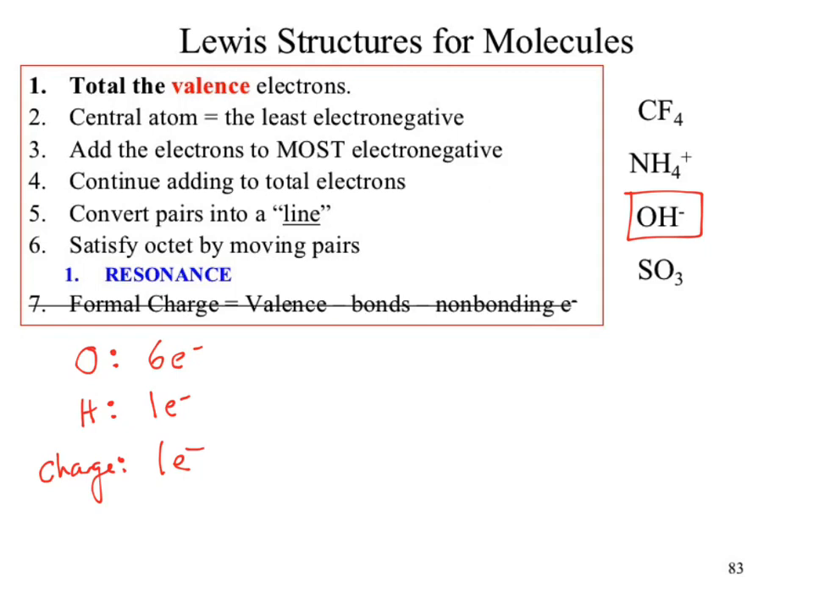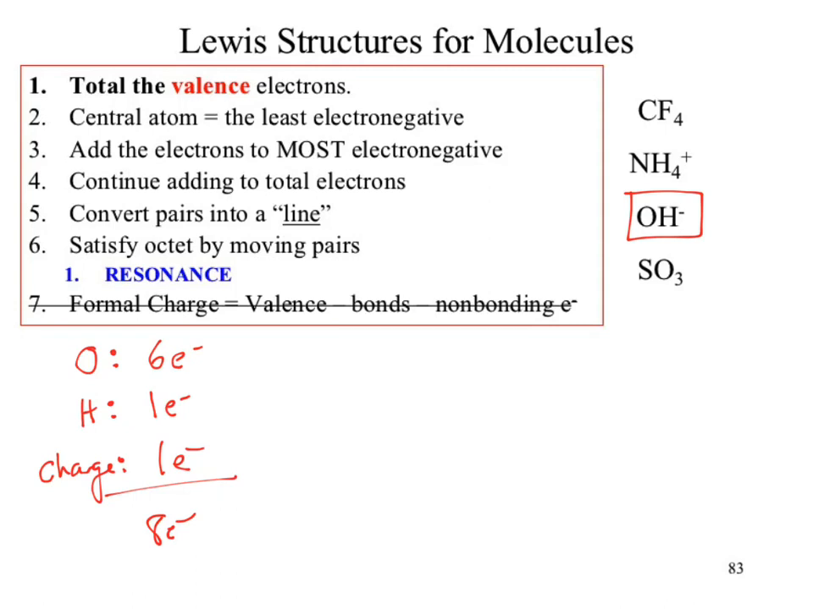How many electrons need to go into my drawing? 8 electrons. I need to pick a central atom, step 2. As a general rule, the least electronegative is our central atom. I have 2 atoms, oxygen and hydrogen. Which atom is the least electronegative? Hydrogen.